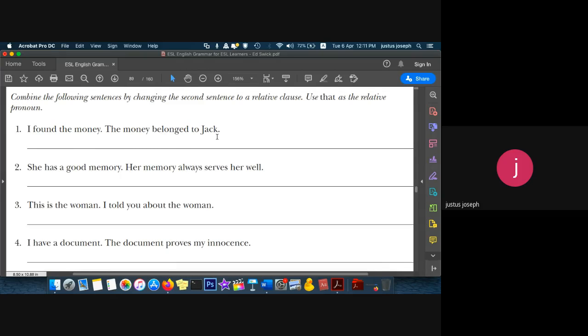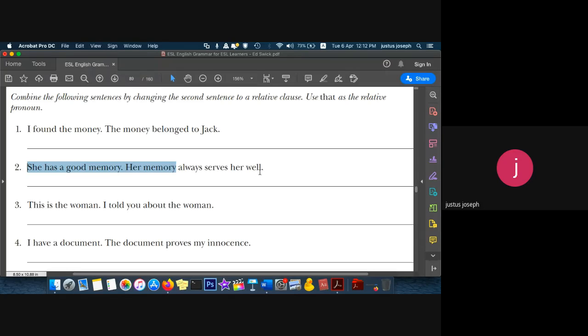I found the money belonged to Jack. Can somebody answer? Or should I answer and move on? Okay, I'll answer. I found the money that belonged to Jack. Any other way to say this? Ruben, please don't answer again. Okay. I found the money which belongs to Jack. Which belongs or belonged? Which belonged to Jack. Okay, thank you, Rashid.